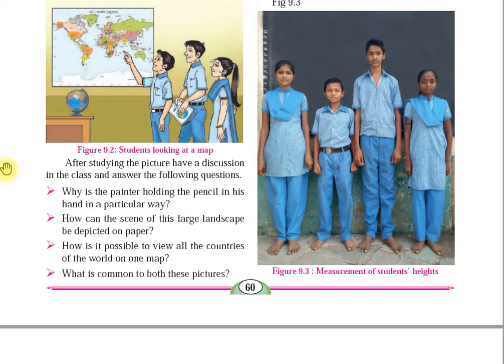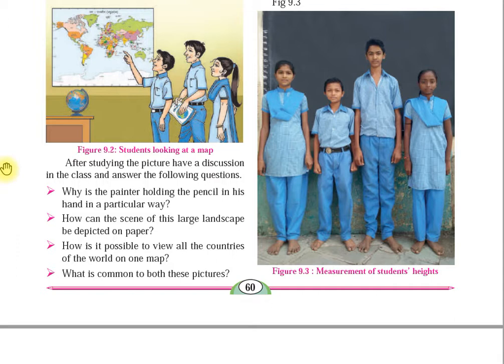Because the painter is holding the pencil in his hand in a particular way to draw a picture in a correct proportion or in a correct scale. So he wants to draw a picture, and for that he is holding a pencil in a correct proportion.